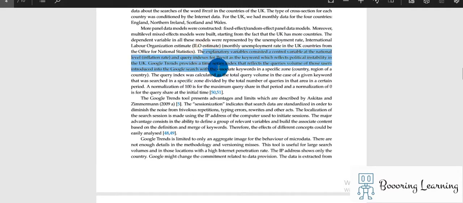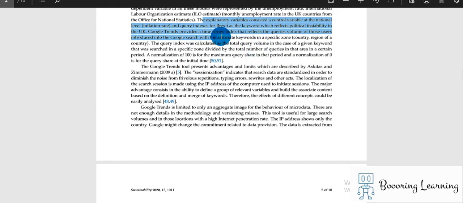The explanatory variables consisted of a control variable at the national level, the inflation rate, and query indexes for Brexit as the keyword which reflects political instability in the UK. Google Trends provides a time series index that reflects the query volume of those users introduced into the Google search with the associated keywords in a specific zone, country, and region of a country.